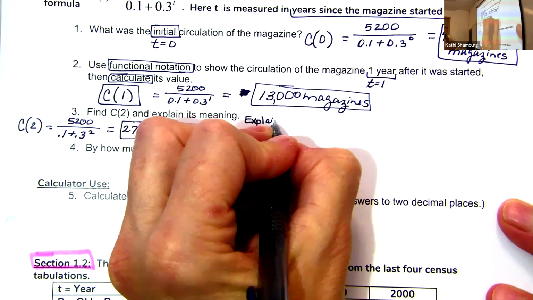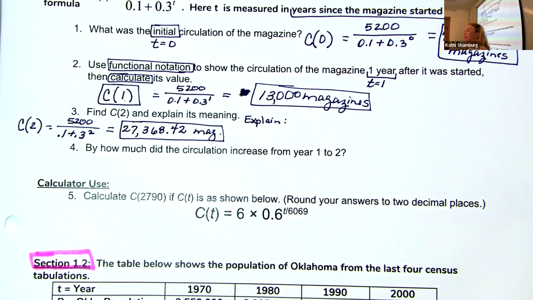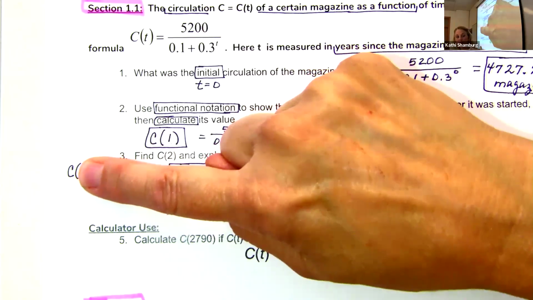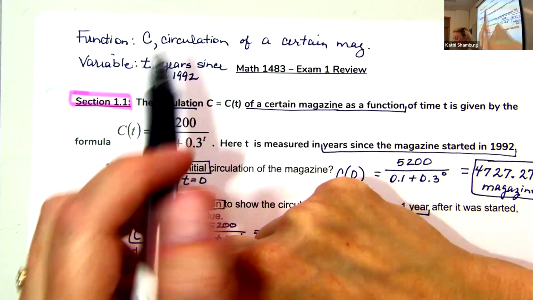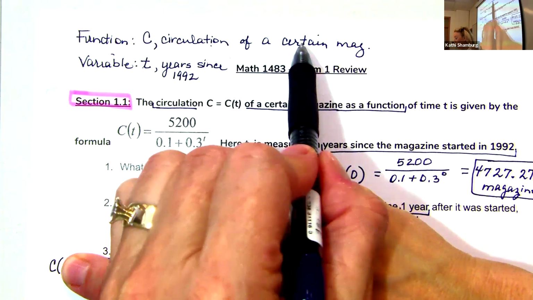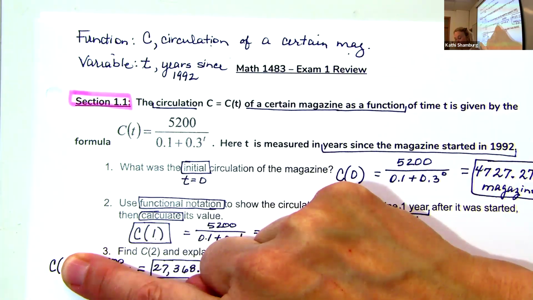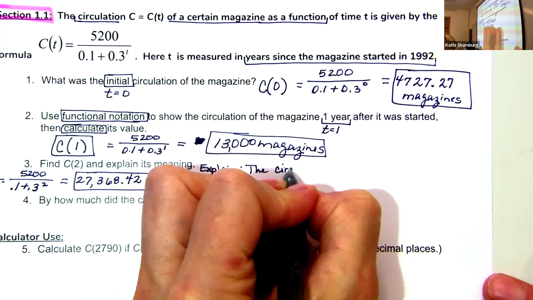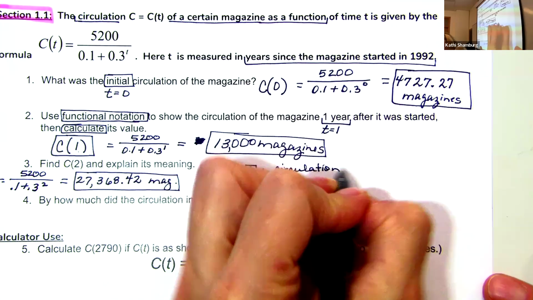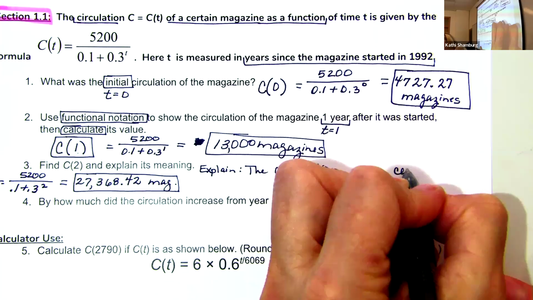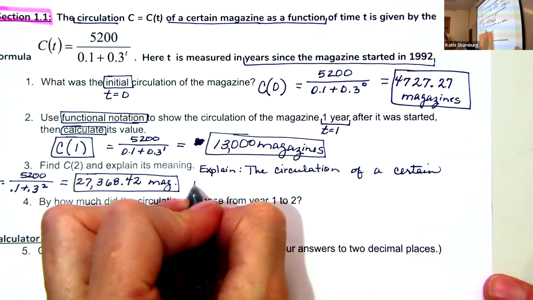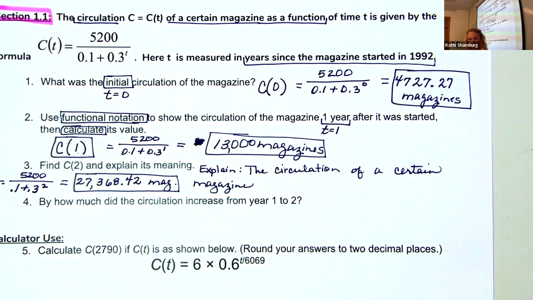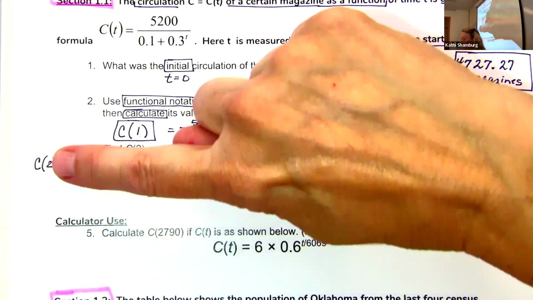Now, you don't have to write this sentence exactly like I do, but to me, it makes the most sense. What I've been doing in classes, when I have to explain, is start out with my C. My C is the circulation of a certain magazine. So that's what I'm going to write in place of C. And I'm not going to abbreviate in my sentence. I'm going to spell magazine out. All right, so what we've done is the C.